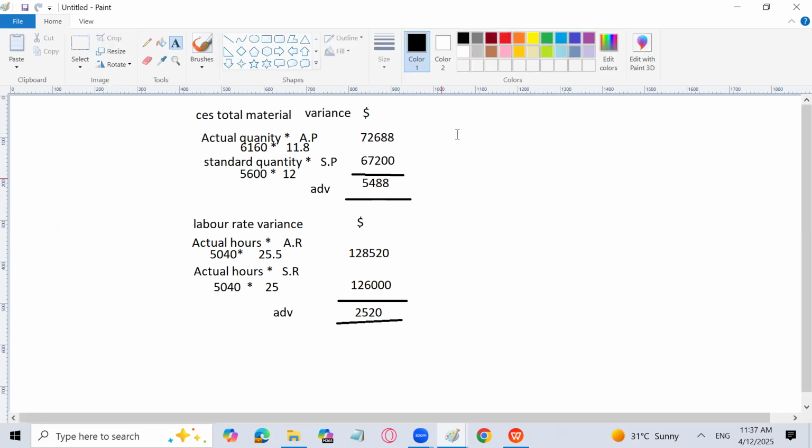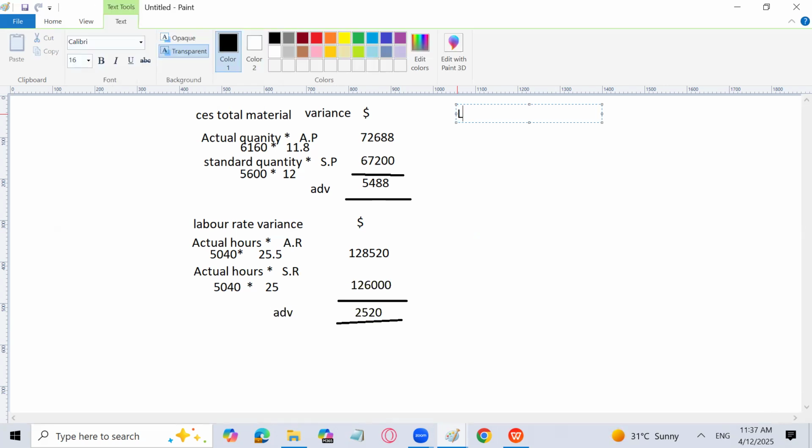Now we will calculate the labor efficiency variance. The formula is going to be, the last part of the labor rate variance we will use: actual hours into standard rate, and then standard hours into standard rate. So actual hours, that is 5040, multiplied by standard rate 25, which is already given, and the total is 126,000.